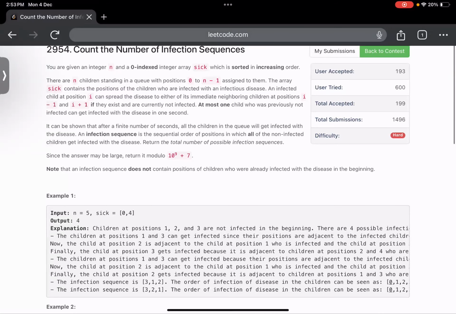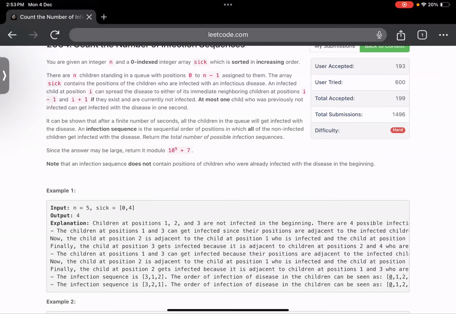In the array, we are given positions, which represent the children who are infected at those positions. For example, in the first input, it's given 0 and 4. So the 0th and 4th child are infected. Now, as the question proceeds, it is given that at each second, at most one child can be infected. And the person who is infected can pass the infection either to its left neighbor or to its right neighbor.